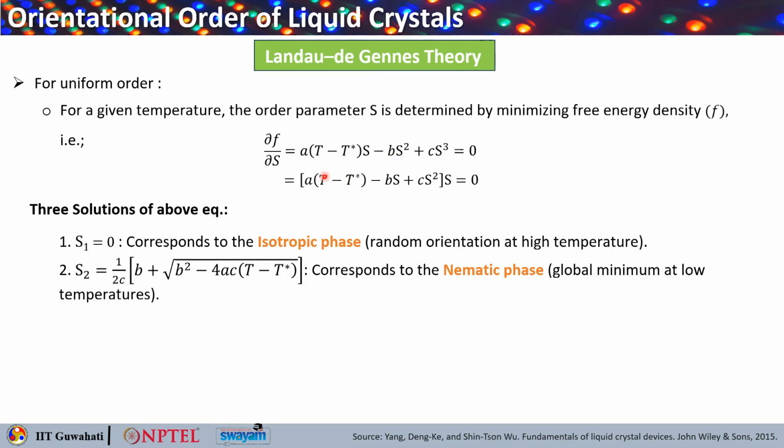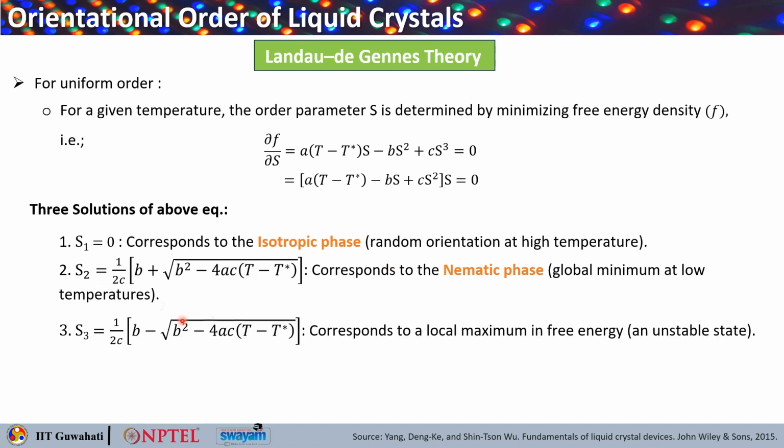The other one can be from this, which is basically solution 2, which is 1 over 2c into b plus square root of b square minus 4 a c into (T minus T star). So, this basically corresponds to the nematic phase. Here you get a global minimum at low temperature. There can be another solution, which is the minus term here. That is the same, but you just have this negative term. This corresponds to a local minimum in free energy, so that gives an unstable state.